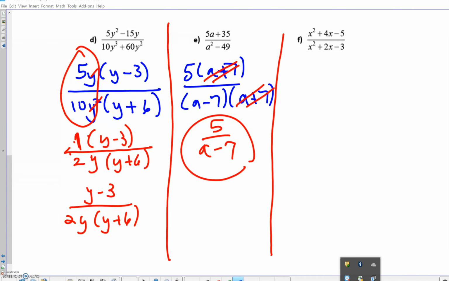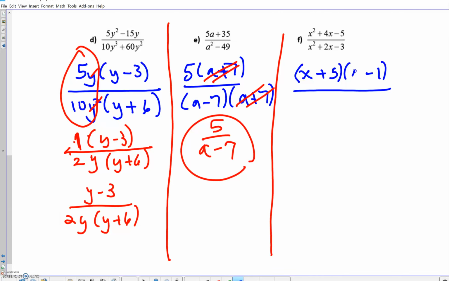Then F, we need to factor that numerator. Remember, we learned the quick method for factoring that trinomial. So 2 numbers that multiply to be -5 and add to be 4 would be a plus 5 and a minus 1. They multiply to be -5 and they add to be 4. And x squared breaks up into x times x. Remember, that method only works if there's not a number in front of the x squared, if its coefficient is 1.